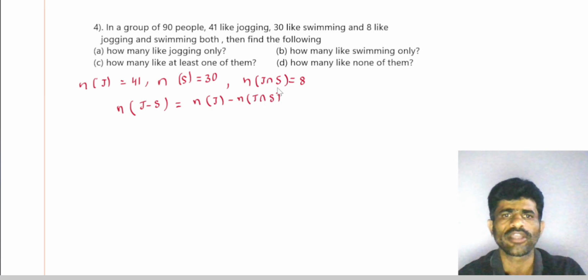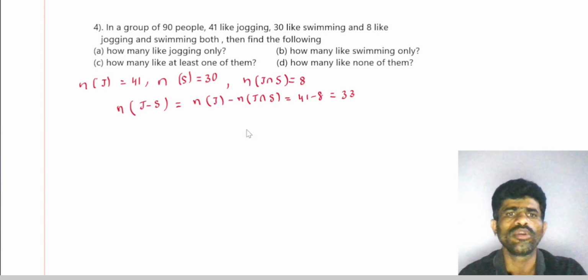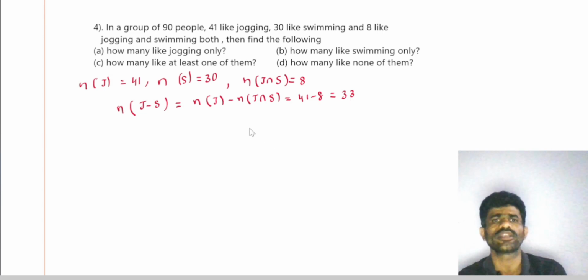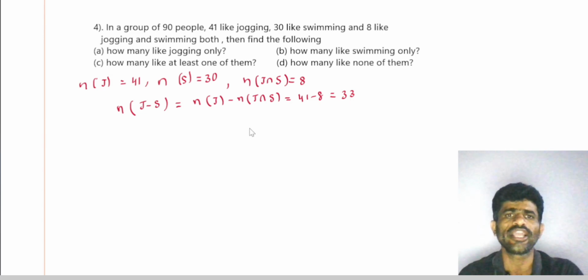n(J) minus n(J intersection S). That is, n(J) is 41 minus the intersection, which is 8. So 41 minus 8 is 33. 33 people like only jogging. 41 like jogging, in that 33 like only jogging. The remaining 8 like both. Hope you understood this.